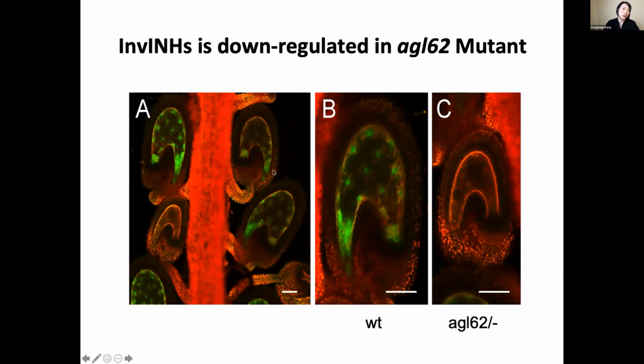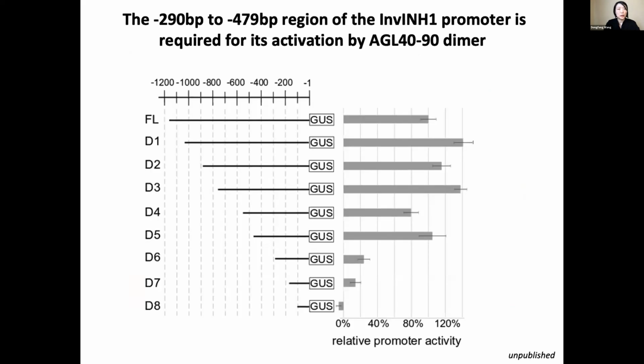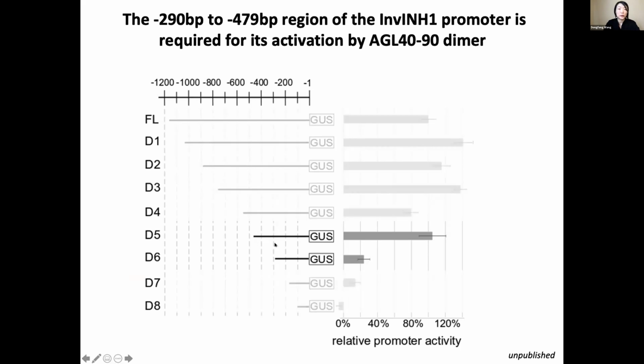So we introduced the invertase inhibitor reporter line into the AGL62 mutant. What we see is a lack of expression in the mutant background, which means that the AGL is indeed required for the regulation. We also did a promoter deletion assay, which identified the region of the promoter that we call enhancer 2, that's basically required for promoter activity. When we delete this region, we see a sharp decrease in the promoter activity in the protoplast.